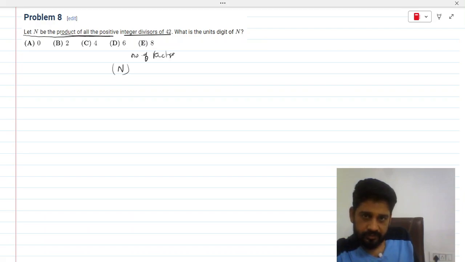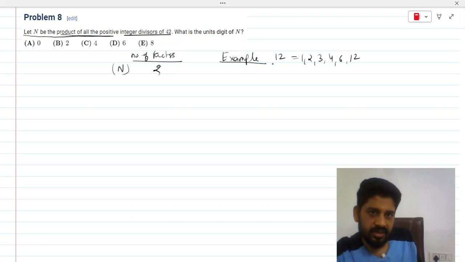Okay, so I'll cover quickly why the formula is like that. Suppose you take an example, 12. You have factors 1, 2, 3, 4, 6 and 12. Factor means the number which divides 12. So 1 divides, 2 divides, 3 divides. You can write this manually, because this number is very small.